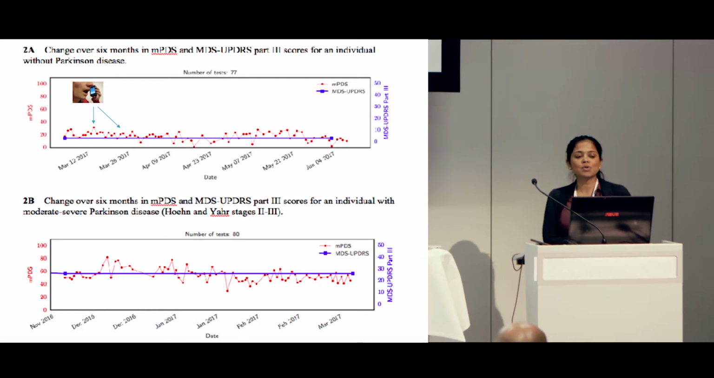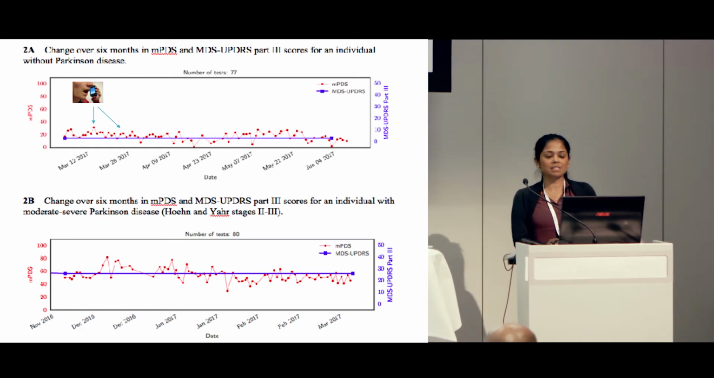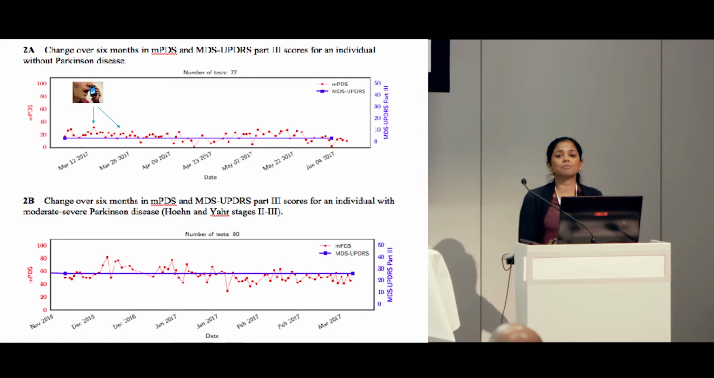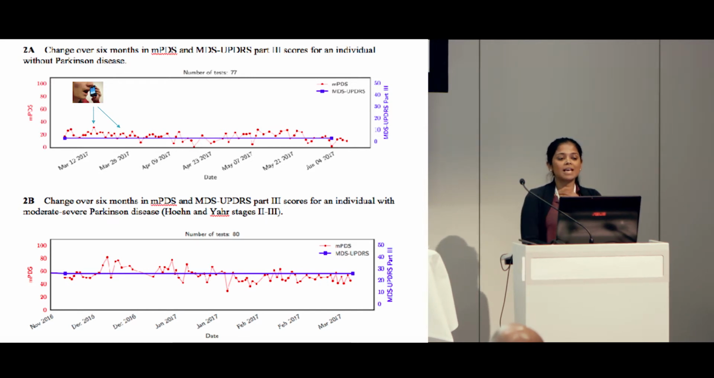Here, in Parkinson's, using the data we got from the mobile phone, I'm showing you some example patients. Here are 2 different example patients. The first one is a patient with no PD. The second patient is one with moderate to severe PD, so he has a Hoehn-Yahr stage 2 to 3.